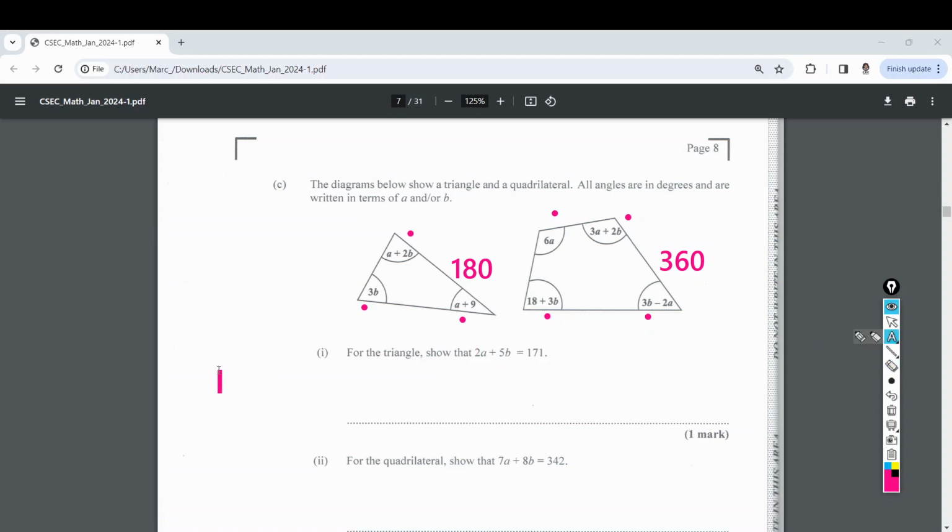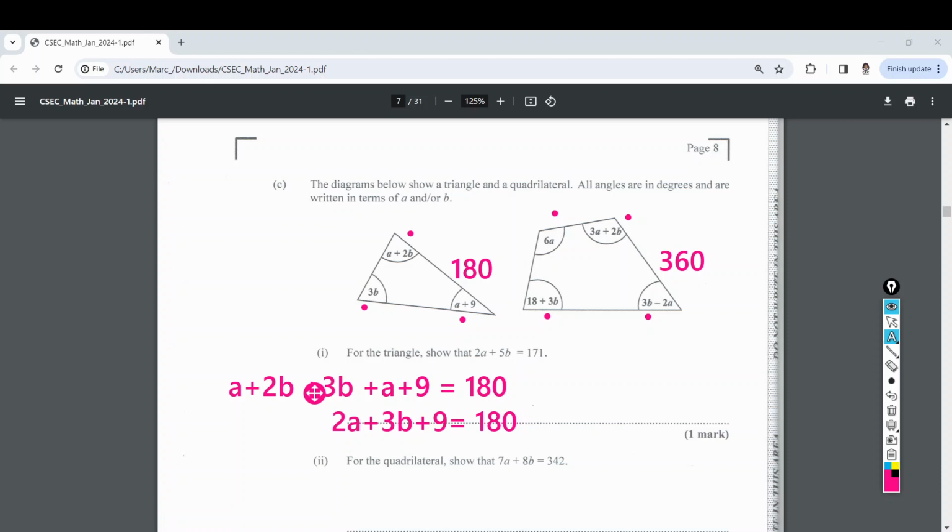So for the first one, it's pretty simple. We're gonna say A plus 2B plus 3B plus A plus 9 is equal to 180, right? Cool. All right, so let's add up everything together now. It's 2A, we're gonna get the same thing. 2A plus 3B plus 9 is equal to 180, right?